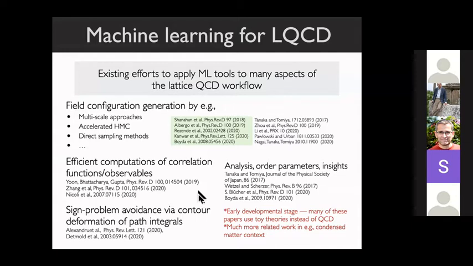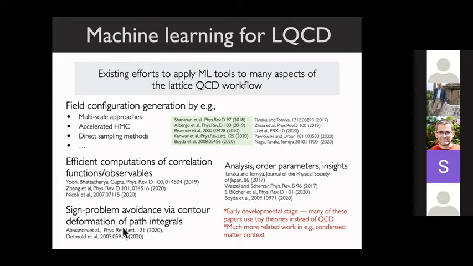So I should say that the field configuration generation is a really complicated problem. And so most of these efforts are still operating on toy theories, just starting to work on QCD themselves. Thinking about computations of correlation functions and observables, typically these studies are already looking at QCD, but the potential for improvement is smaller. So typically advances here are so far not orders of magnitude acceleration, they're fractional accelerations.